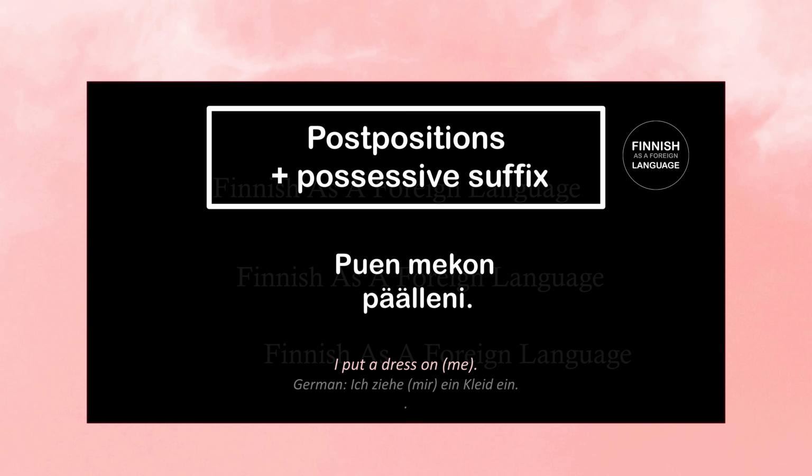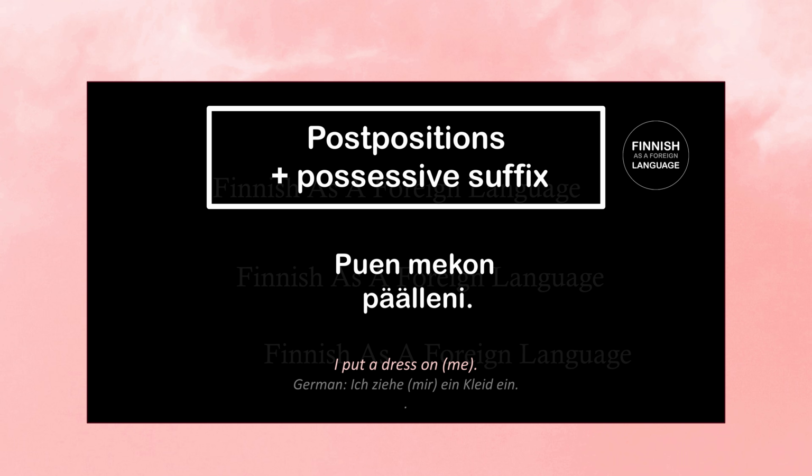Puen mekon päälläni means I put a dress on me. So puen is the first person singular of the verb pukea, which means to put on or to dress. Mekon is the genitive case of mekko, which means dress. And päälläni is a combination of the postposition päällä plus the possessive suffix ni. In English, we will translate it as on me or on myself. So let's repeat. Puen mekon päälläni. I put a dress on me.